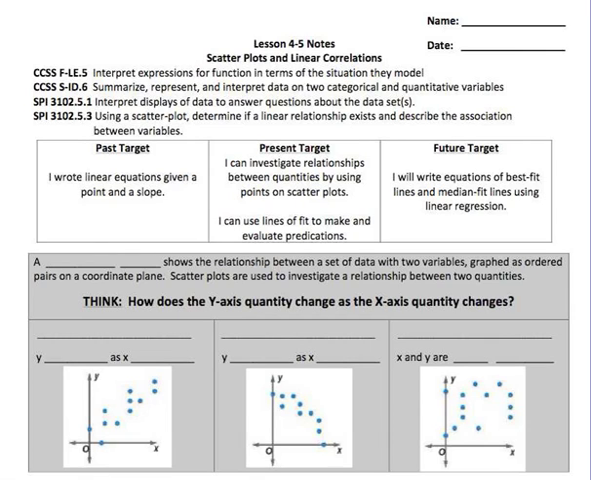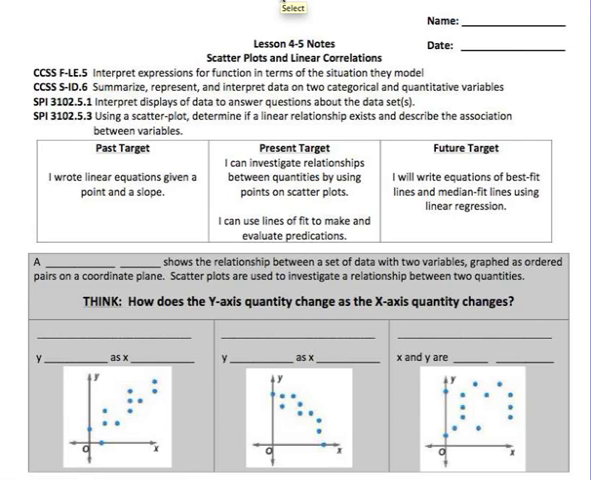These are our 4-5 notes, lesson 4-5 on scatterplots and linear correlations. In the past, we wrote linear equations given a point and a slope. Presently, we're going to investigate relationships between quantities by using points on a scatterplot, and we can use lines of fit to make predictions. And in the future, we'll write equations of best fit lines and median fit lines using linear regression.